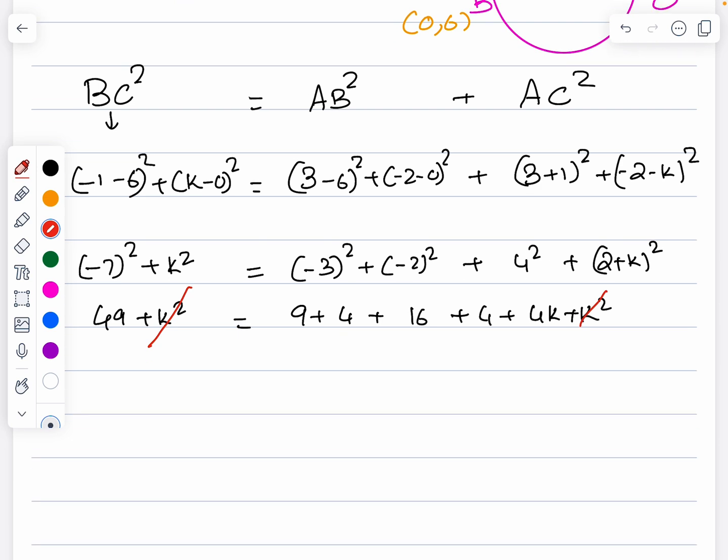So I get 4k plus... and what is that? 20, 29, 33. 33 equals to 49. So 4k equals to 16, k equals to 4. That is the value of k for question number 4.